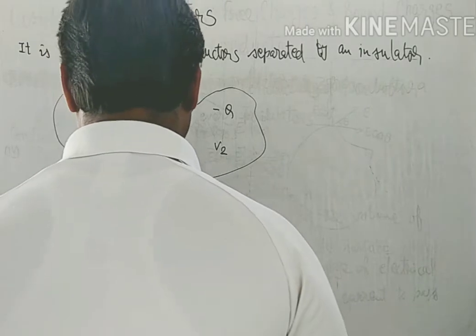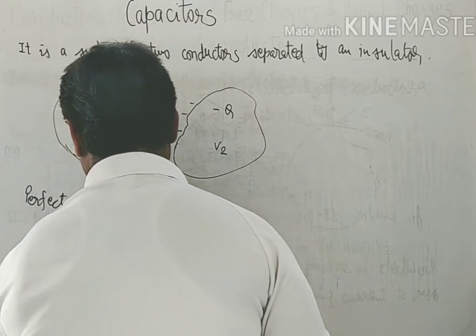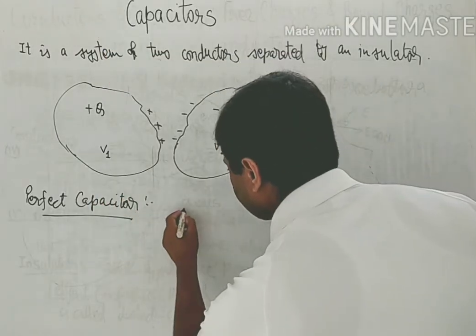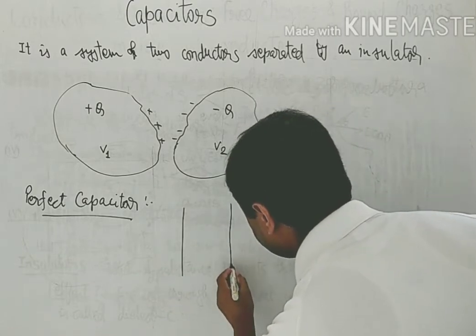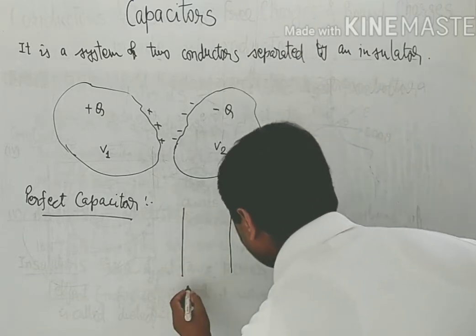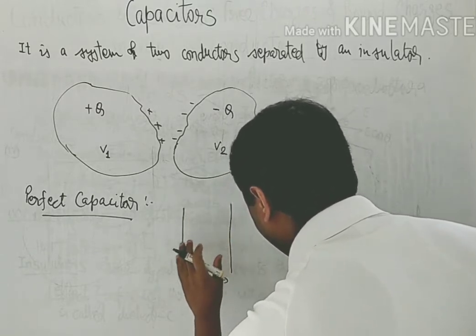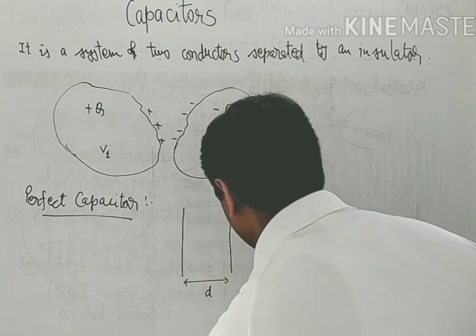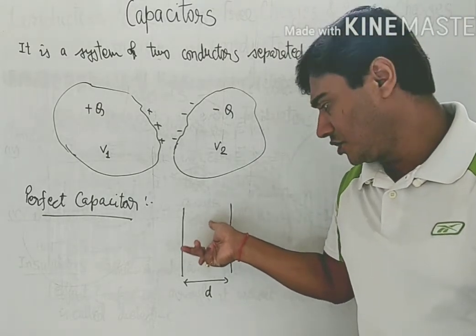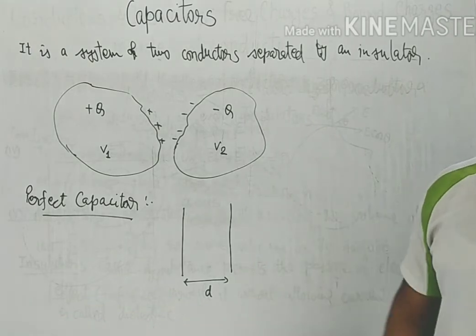Okay, so now let's have the perfect capacitor. It is having two conductors or sheets of the same size, having the same area, separated through a very small distance, having insulating material in between them, and is called a perfect capacitor. The dielectric medium of this capacitor doesn't allow any current to pass through, so that's called a perfect capacitor.